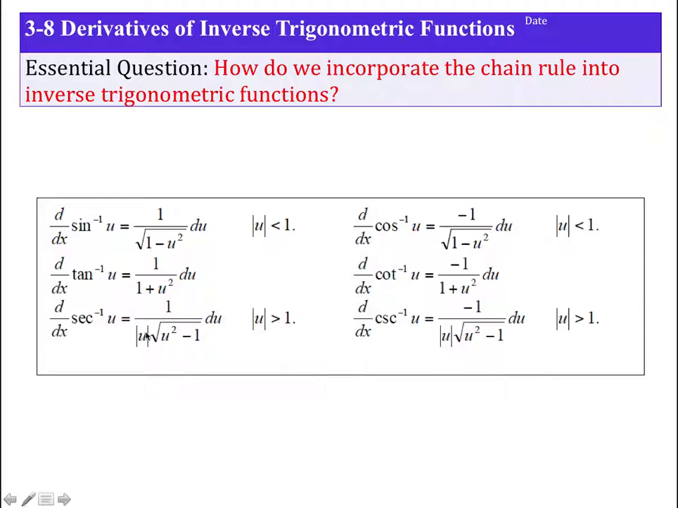Secant is even more unusual looking. It has an absolute value of u, for reasons that go beyond this class. Secant and cosecant are not too commonly used. Usually it's these four that are used the most. But like I said, we're just going to work with them. We're not really going to figure out where they came from like we did with other derivatives.